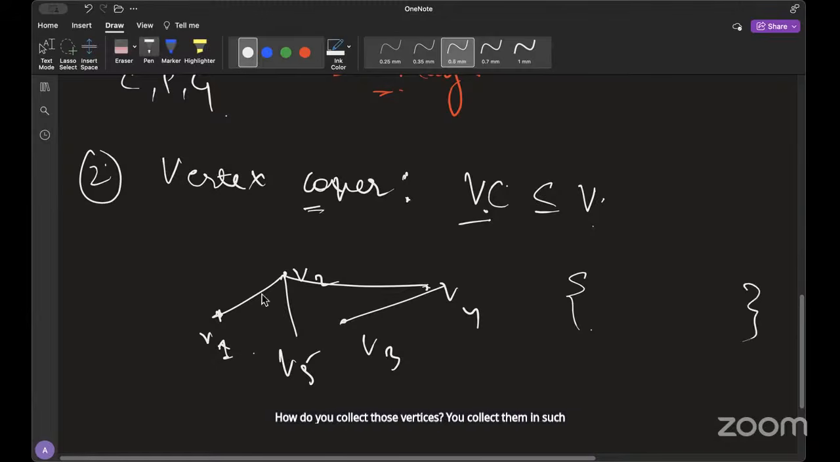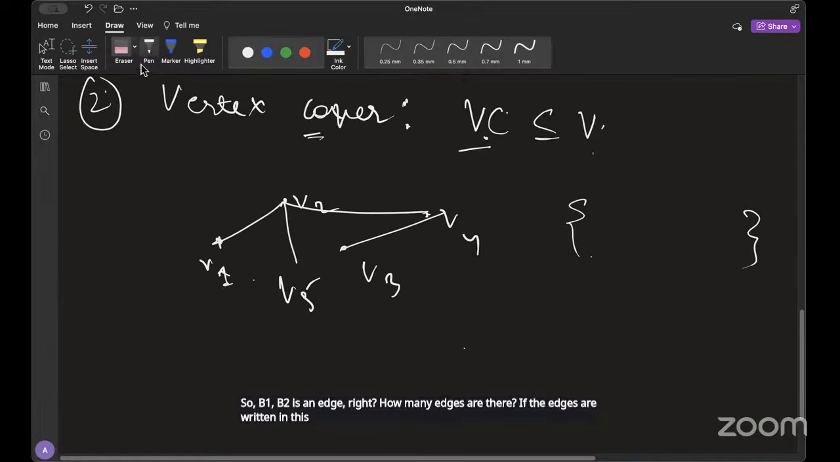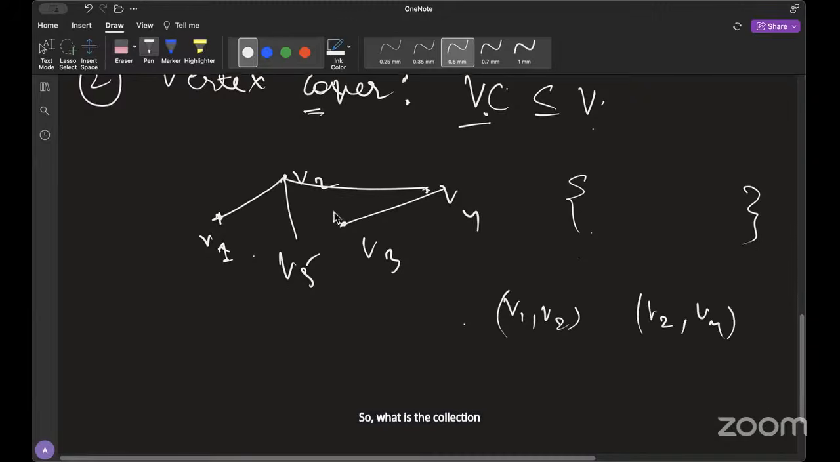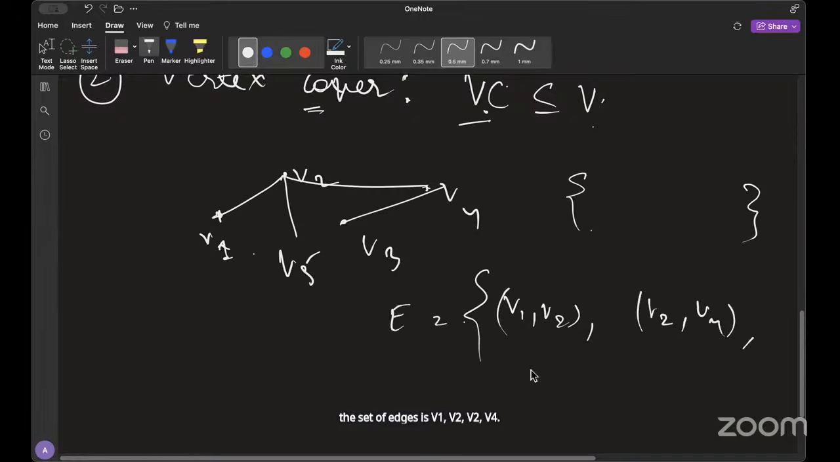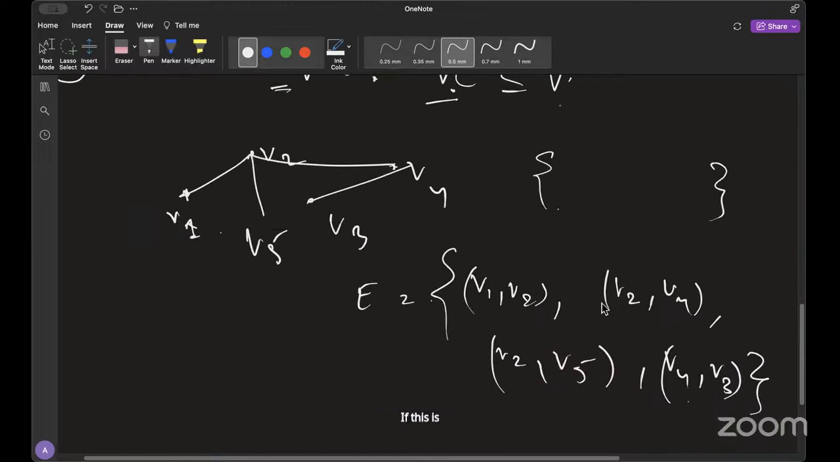You collect them in such a way that each edge, so V1, V2 is an edge, right? How many edges are there? Edges are written in this manner. So this edge is written as V1, V2, then this is written as V2, V4. In this graph, the set of edges is V1, V2, V2, V4, then V2, V5, and then V4, V5, V3. Yeah, these four are the edges in your graph.